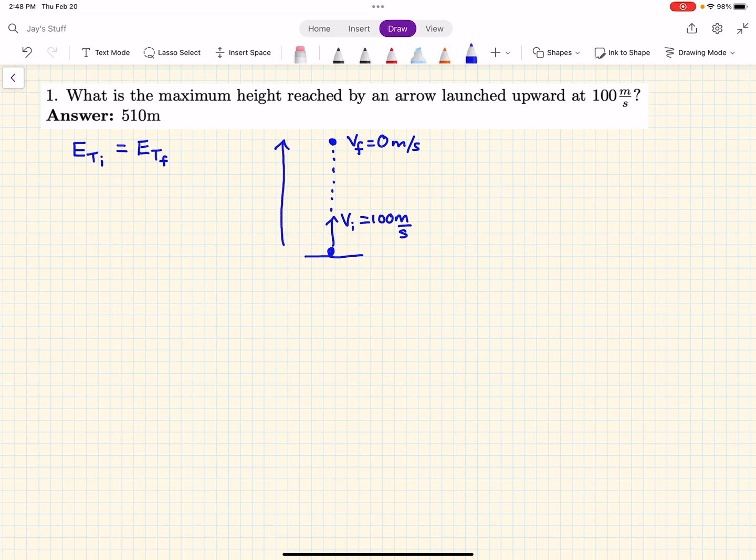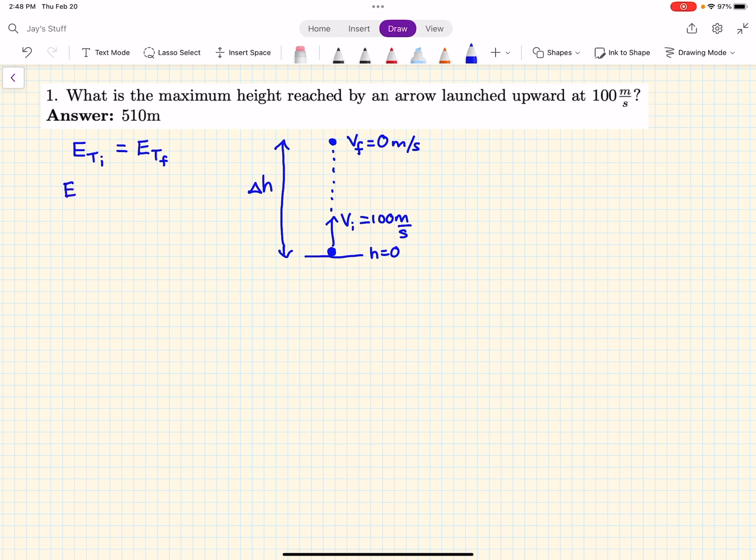And this will correspond to the change in height, which will be the maximum height from h equals 0 to whatever the max height ends up being. So if we look at the types of energy we have at the start, we're starting from height 0. So we have no gravitational potential energy. We only have kinetic energy.